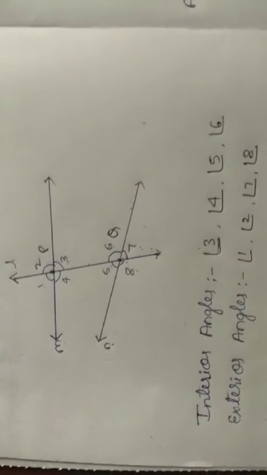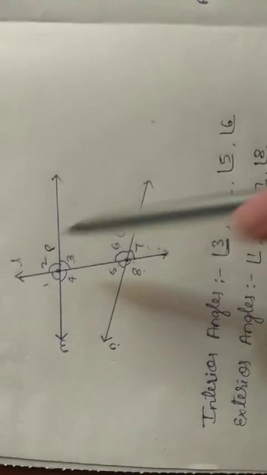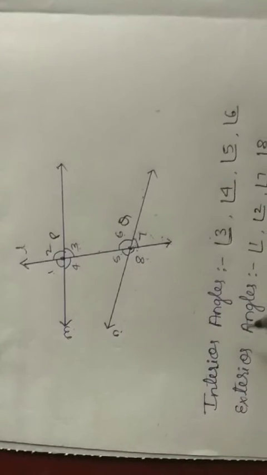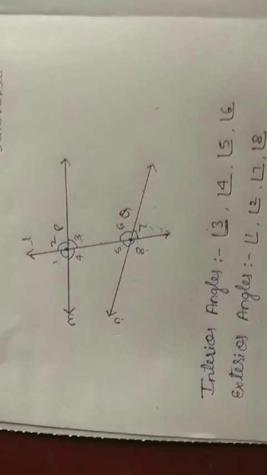See here, these three lines, this transversal line and these two lines, make up 8 angles. 1, 2, 3, 4, 5, 6, 7, 8. Yes or no? In these 8 angles there are some interior angles and exterior angles.